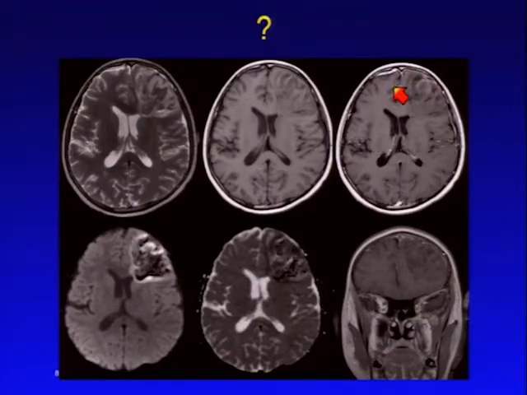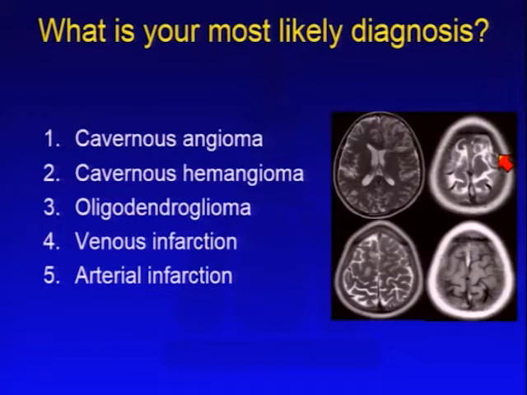You see here an ill-defined T1 hypointense, somewhat peripherally enhancing, T2 cortical hyperintense lesion. Here are some dark pixel artifacts on diffusion-weighted imaging. It has some mass effect, not that much for the extent of the lesion. What is your most likely diagnosis? Cavernous angioma, cavernous hemangioma. Of course, this is nonsense. There are no hemangiomas in the brain. We saw they can be close to the central nervous system this morning. Oligodendroglioma, they can be somewhat hyperintense, they don't have to enhance significantly. Venous infarction, arterial infarction. Why am I putting that in there?